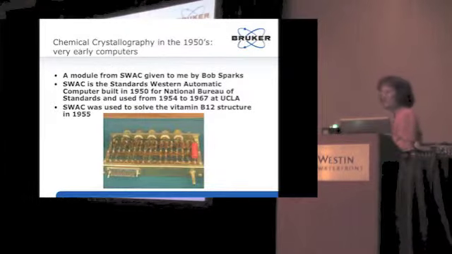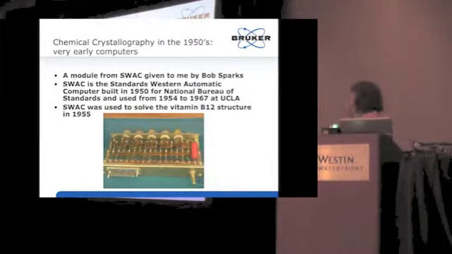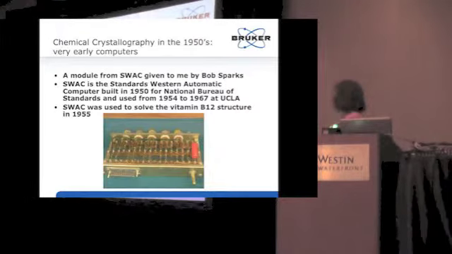And Jenny, this was so neat that you mentioned the Trueblood calculations, because I own one of these modules of SWAC. Bob Sparks was a Trueblood student and worked on programming SWAC. In fact, he told me it was about 20 minutes mean time between failure of the tubes. And so you would be running the computer, literally replacing the tubes while you were doing overnight runs.